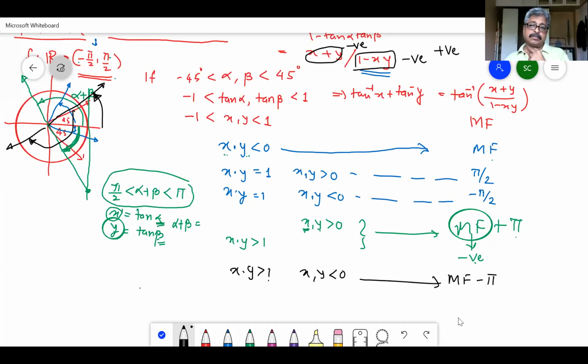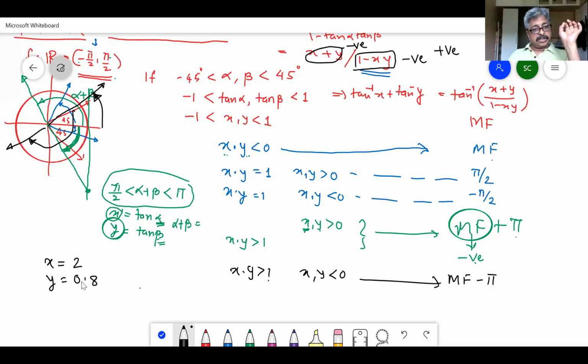Sir, can you tell a case where only for the first one, only plus pi would give the answer and not minus pi? Because I'm getting the same angle I considered some cases. Let me give you an example. X is equal to 2, y is equal to 0.8.